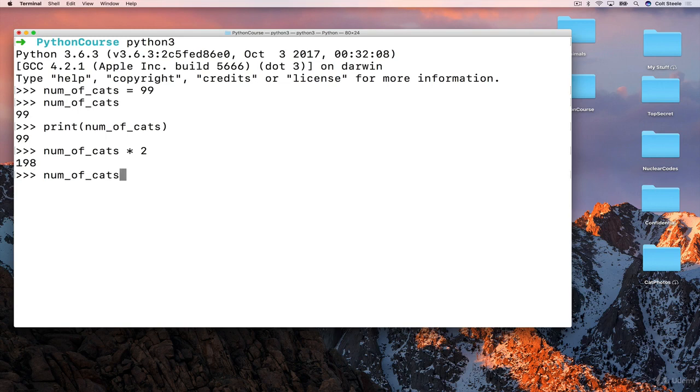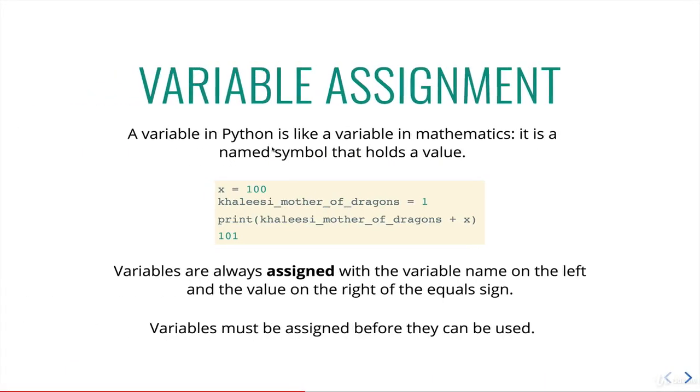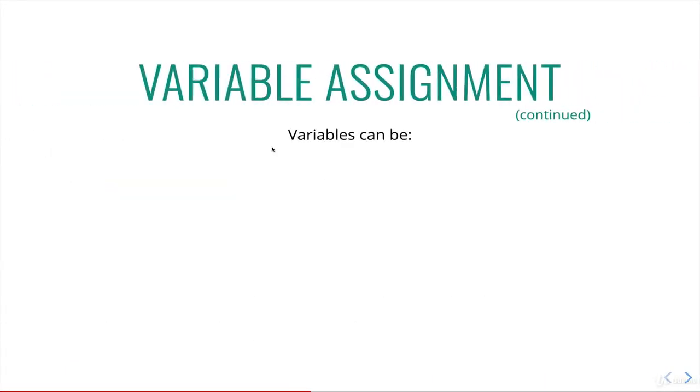But it's important to notice that num_of_cats is not 198 itself. It's 99. So all that I'm doing is saying, give me what the current value of num_of_cats is and multiply it by 2. But I'm never saying change num_of_cats. So that's where we get to the next thing, which is variable reassignment.